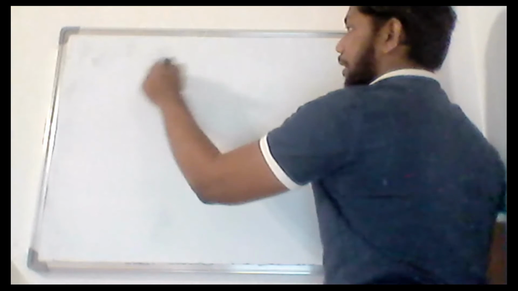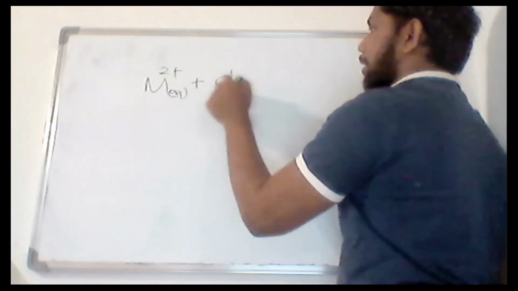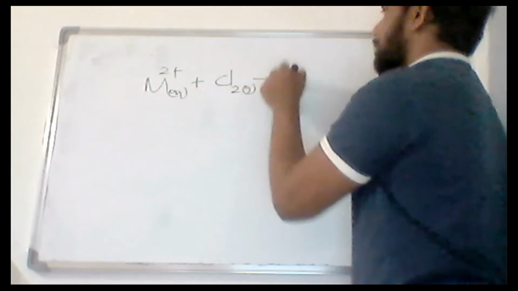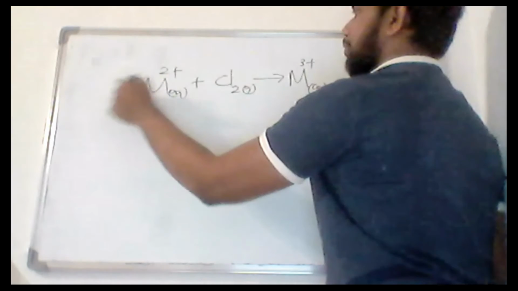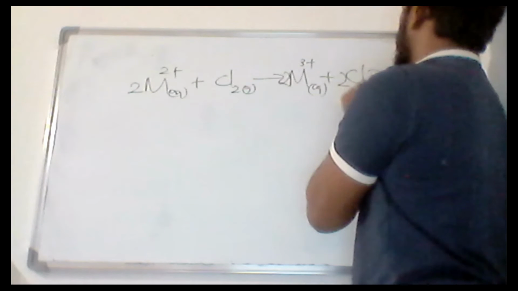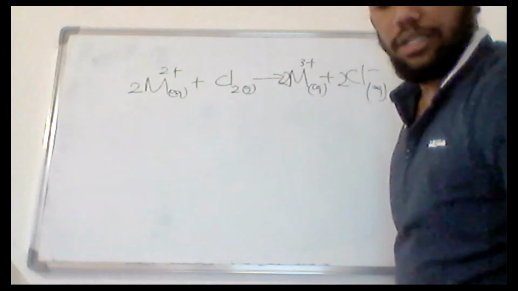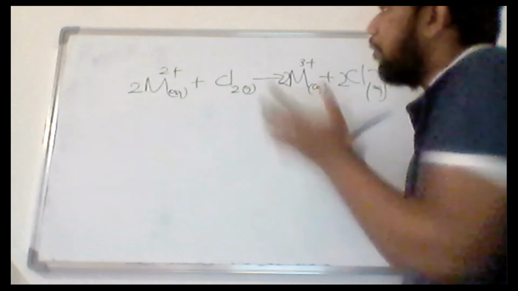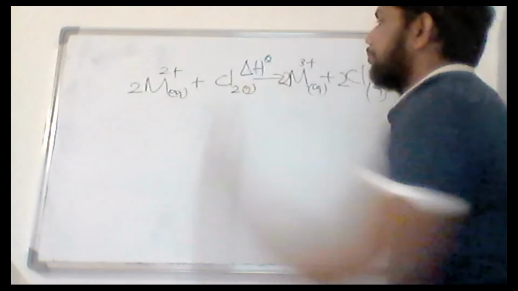So what is our cell reaction? Our cell reaction is M2+ (aq) plus Cl2 gas forming M3+ (aq) plus 2Cl- (aq). Okay. So how do you get the enthalpy change?